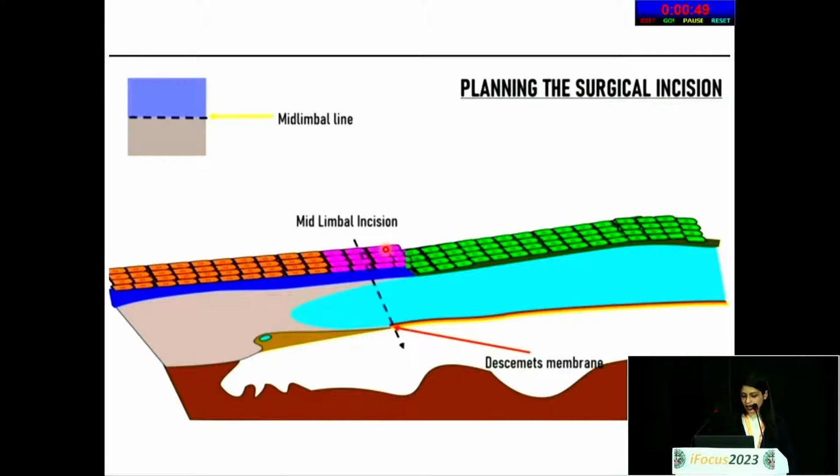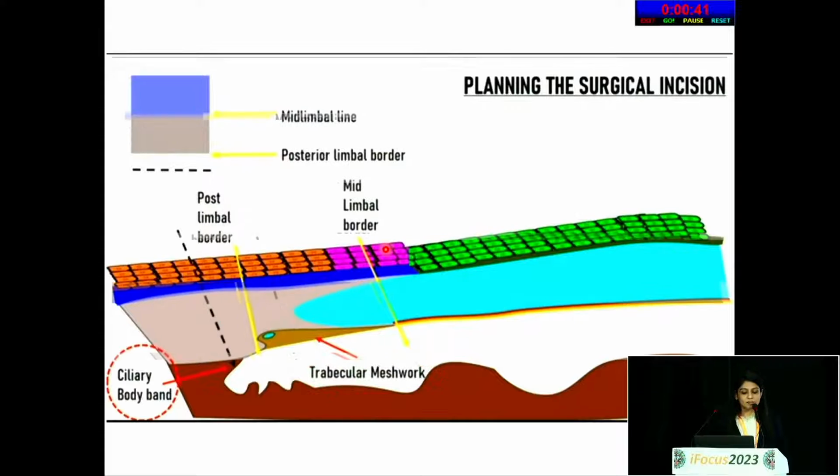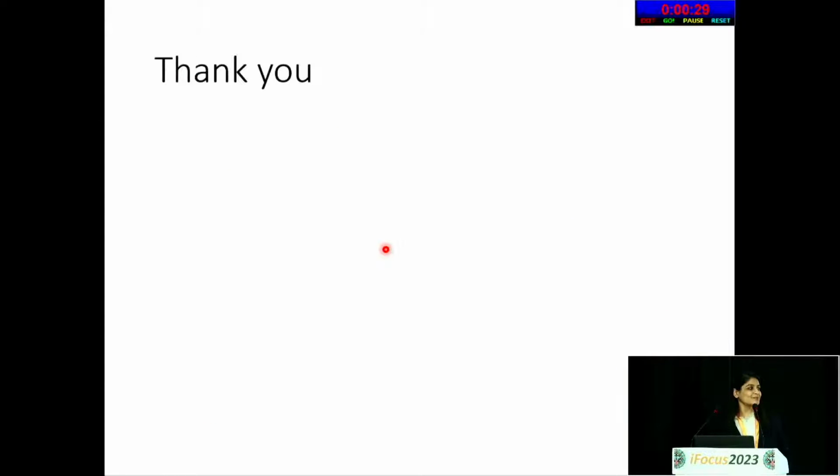And the third area is if we plan the incision in the gray zone, which is just above the trabecular meshwork, we may injure the trabecular meshwork. And in case we plan the incision more posteriorly, we can injure the ciliary body band, and it can lead to hemorrhage in our surgery. So that is why I want all of you to get well versed with all these boundaries. Thank you.